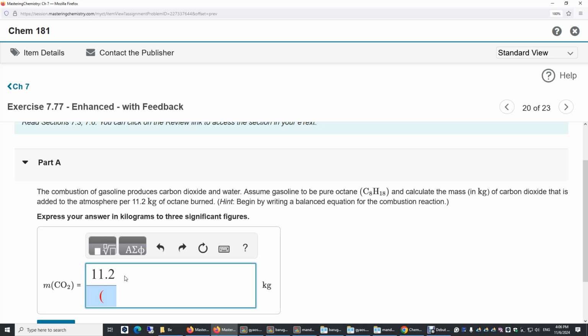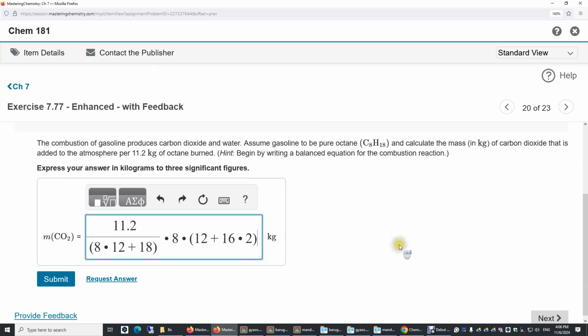So it's going to be 11.2 divided by the molar mass of C8H18. That's the number of moles of C8H18. And then times 8 times the mass of CO2. In CO2, there's 1 carbon to 2 oxygen. All right, so that's it.